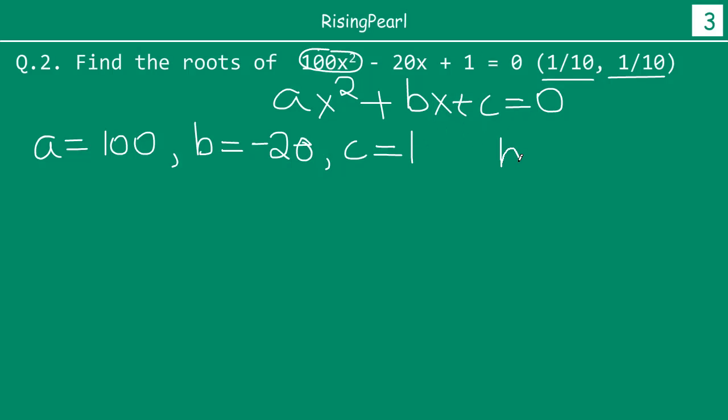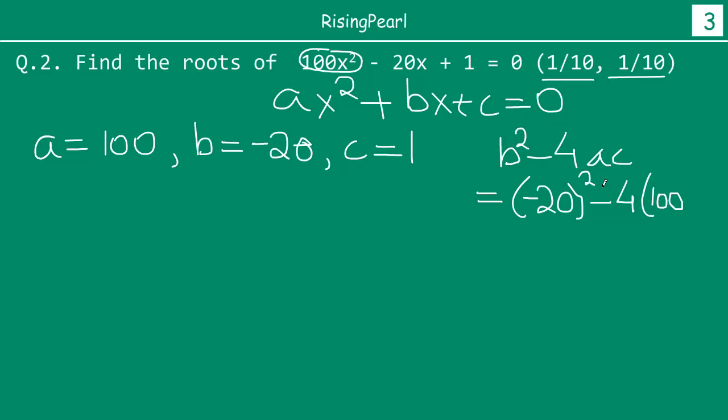So let's find out the value of the discriminant, b square minus 4ac. So this should be equal to, b is minus 20, so this is minus 20 whole square, minus 4 times a is 100 and c is 1. So what do we get? Minus 20 times minus 20, minus minus plus, and 20 times 20 will be 400, and minus 4 times 100 times 1 is also 400, so this value is equal to 0.